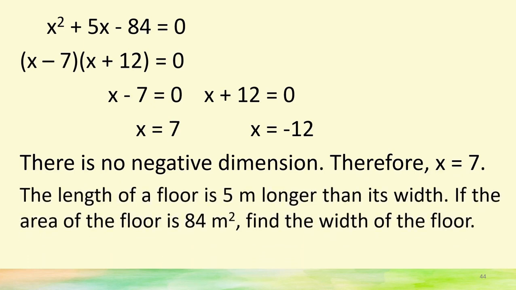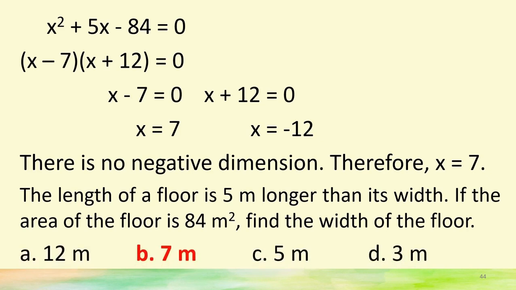The length of a floor is 5 meters longer than its width. If the area of the floor is 84 square meters, find the width of the floor. The answer now, we have D, 7 meters. Do you have a question? Did you get the correct answer? Very good!